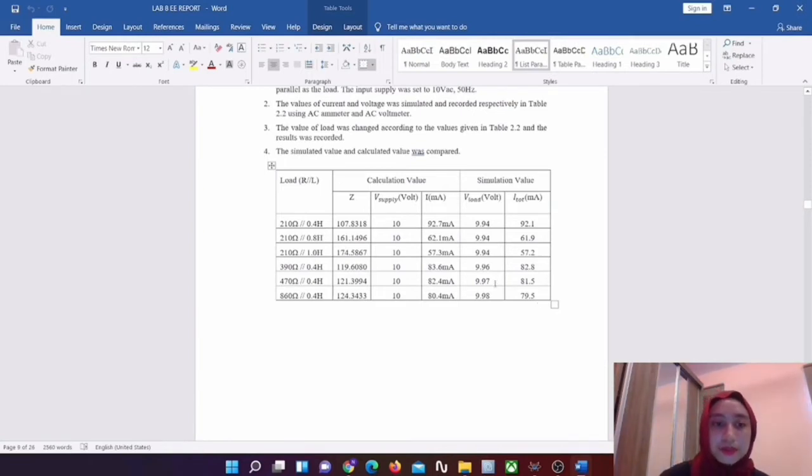It is because we need to add one resistor with a value of 1 ohm, because if we didn't add one resistor, it will display an error and the value of the ammeter and voltmeter can't be shown.